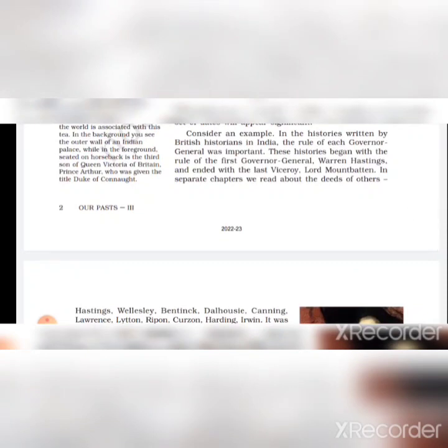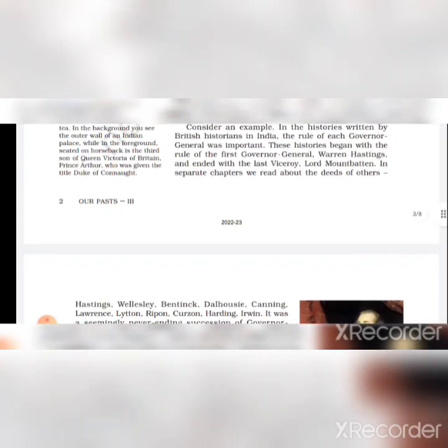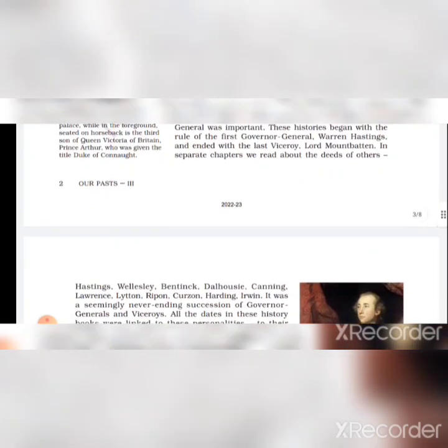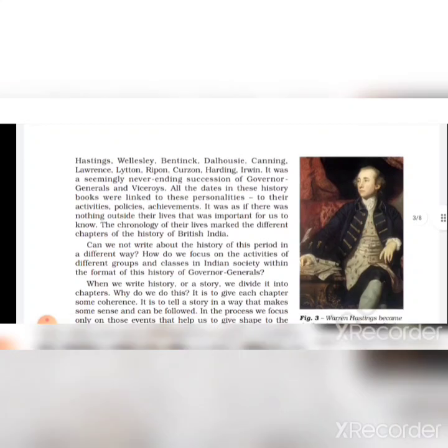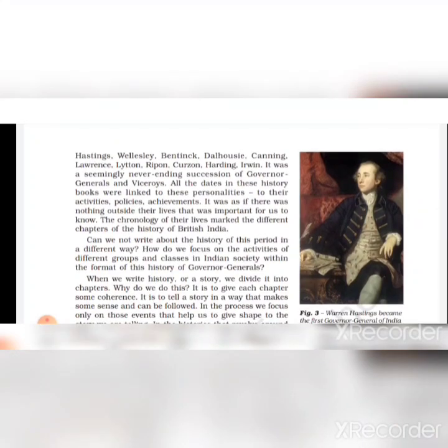The rule of each governor general was important. These histories begin with the rule of the first governor general, Warren Hastings, and end with the last viceroy, Lord Mountbatten. In each chapter, we read about the deeds of others: Hastings, Wellesley, Bentinck, Dalhousie, Canning, Lawrence, Lytton, Ripon, Curzon, Harding, Irwin.